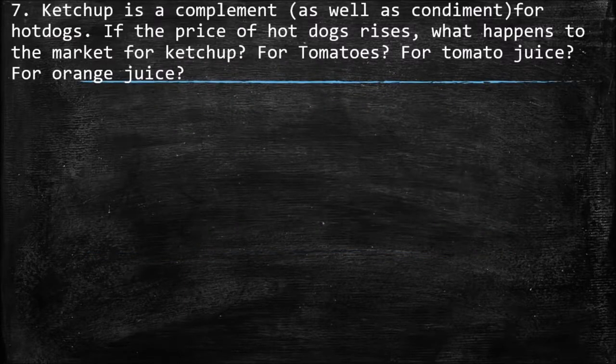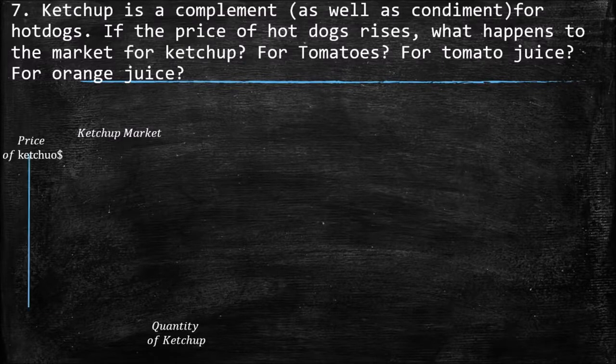So the seventh question says, ketchup is a complement as well as condiment for hot dogs. If the price of hot dogs rises, what happens to the market for ketchup, for tomatoes, for tomato juice, for orange juice? Okay, so first we're going to talk about the ketchup market. So as we noticed, they are complements. The hot dogs are complements of ketchup. Okay, so now we are talking about the ketchup market.